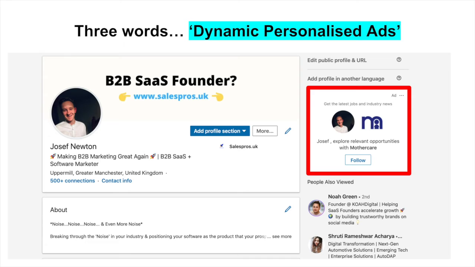3 words. Okay, 3 words. Dynamic, personalized ads. And this is really what I'm talking about in terms of the advantage that you can have. So if you go onto LinkedIn and you go onto your profile, I also think this is on the newsfeed as well. So if you go onto your newsfeed, if you look on the right hand side, or if you go onto your profile and look on the right hand side, there'll be this little almost like ad box that you see on the side. As you can see here, I kind of screenshotted my profile.